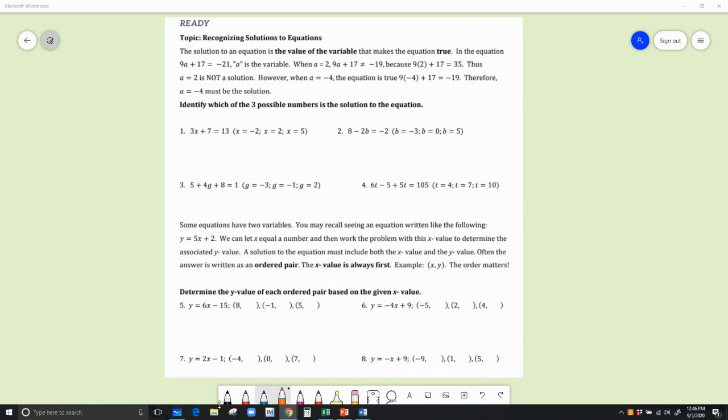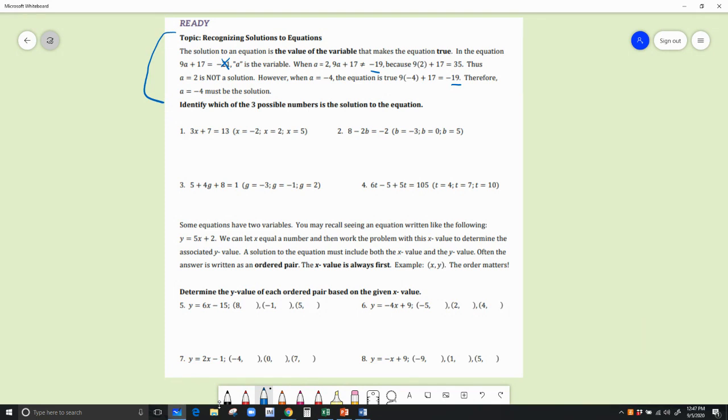So let's go blue. On this top section, this just gives an example, shows you how to do some stuff. This negative 21 is wrong. It should say negative 19 because everywhere else it says negative 19. So if you do look at this example, just toss a negative 19 up there and then it should make more sense. But basically it's saying identify which of the 3 possible numbers is the solution to the equation.